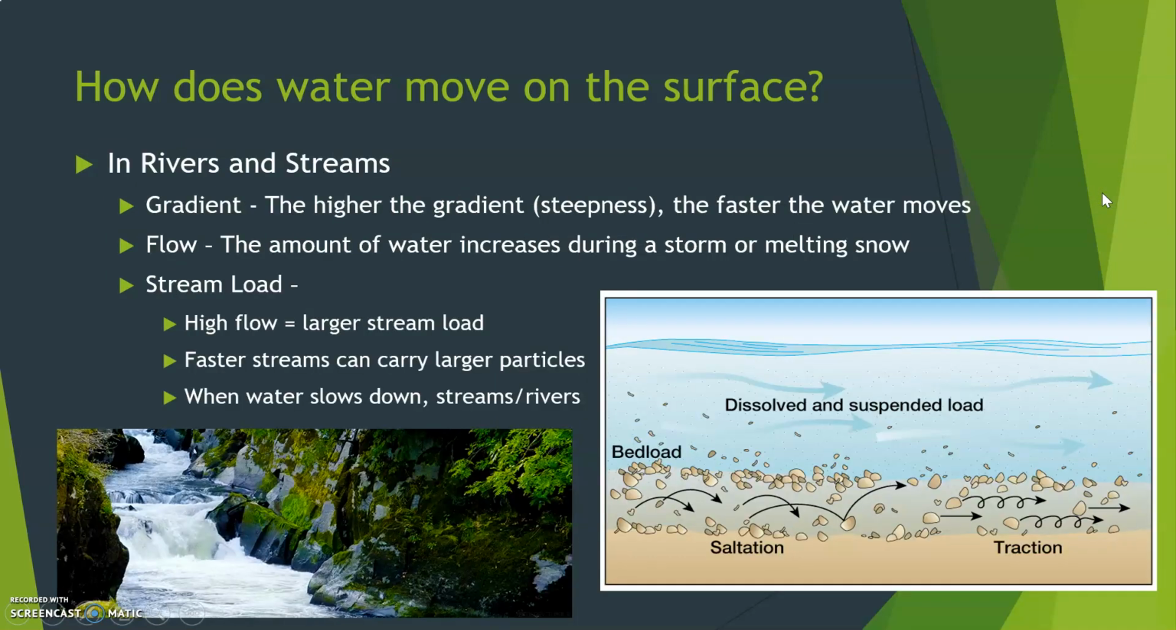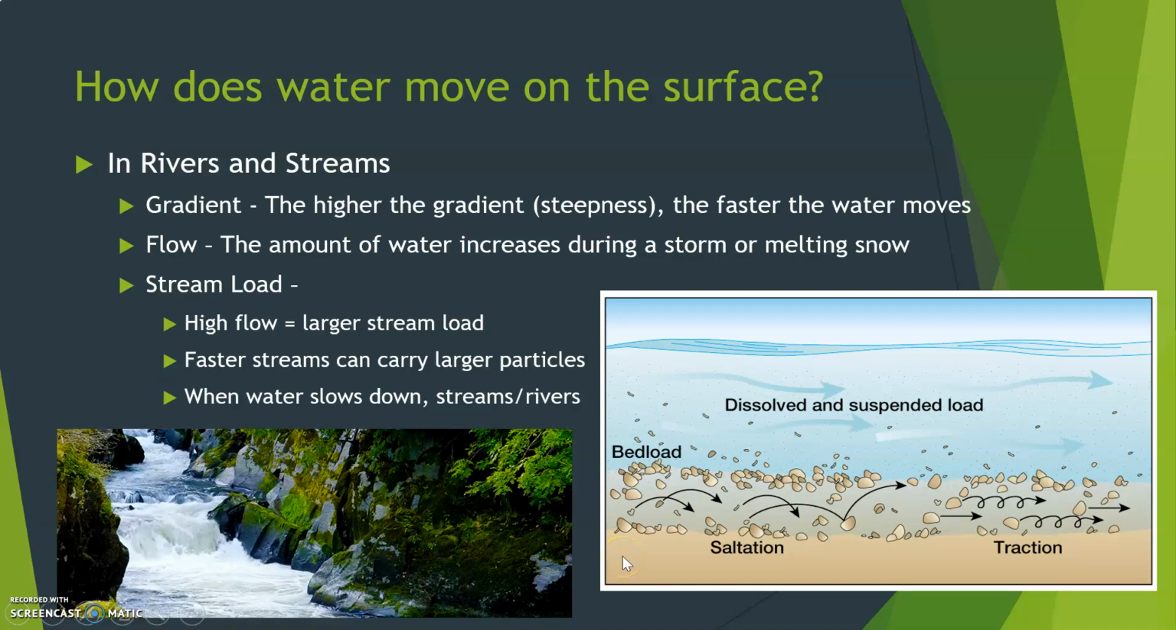So in rivers and streams, there are a few things that are moving. We know that the water is always flowing, and there's something known as a gradient. The higher the gradient, the steepness, the faster the water moves. Therefore, if water is completely flat, it doesn't move very quickly. But if it's moving at an angle from higher to lower, it's going to move much quicker. That's true just outside in your yard. If your yard is hilly and you have a driveway that's steep, the water is going to flow down that driveway much quicker than your neighbor's who's flat. Flow is the amount of water increase during a storm or melting snow. So like this, the water is rapidly flowing because it's moving very quickly.